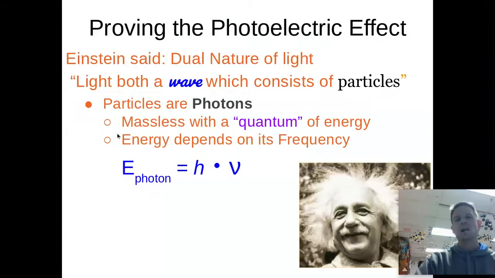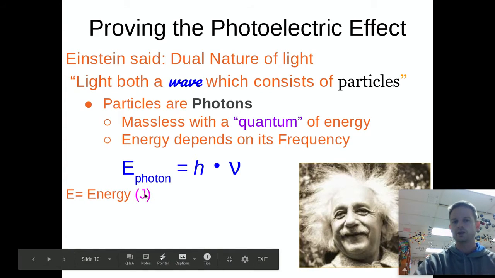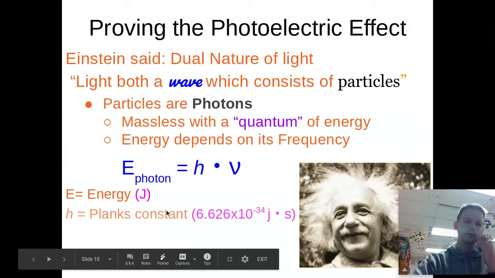And what Einstein did, and this is one of the reasons he won a Nobel Prize, is he said the energy of a photon is equal to this h, which we'll talk about in seconds, times this v-looking thing, which is new. We've dealt with that before, right? That's frequency. So this one's pretty straightforward. Energy is measured in joules, so the energy of a photon is measured in joules.